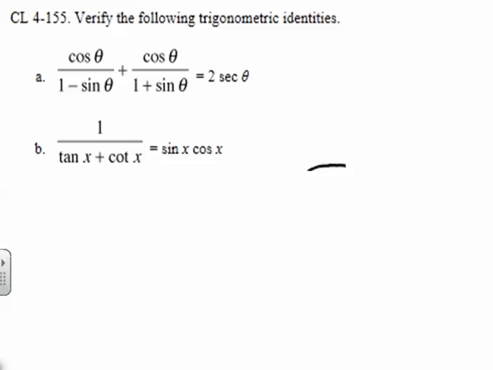Okay, next problem. We're going to verify these trig identities. So basically we want this part to simplify to be this, or for this to turn into that. It looks to me like it's better to make this into that. So let's give this a try. We'll just start with part A.